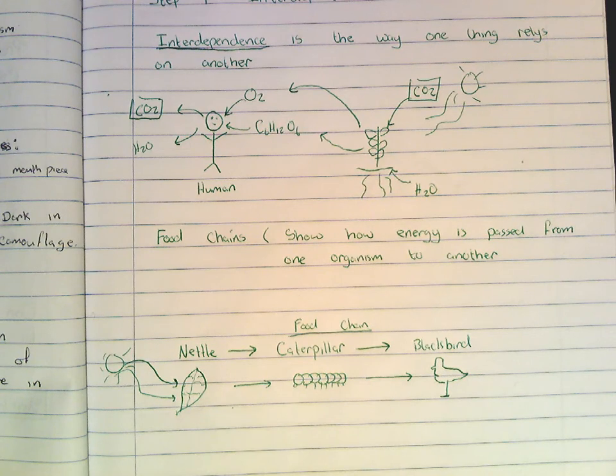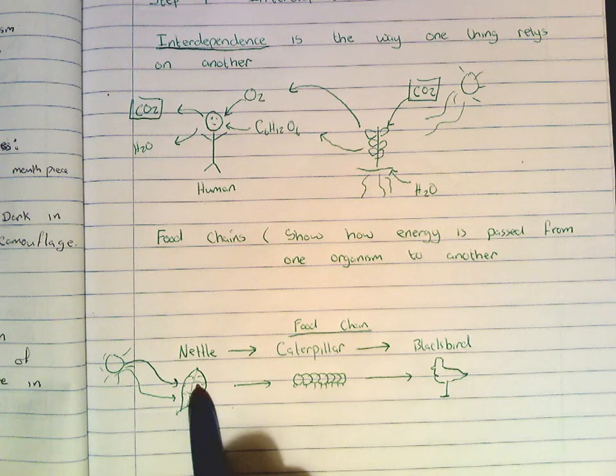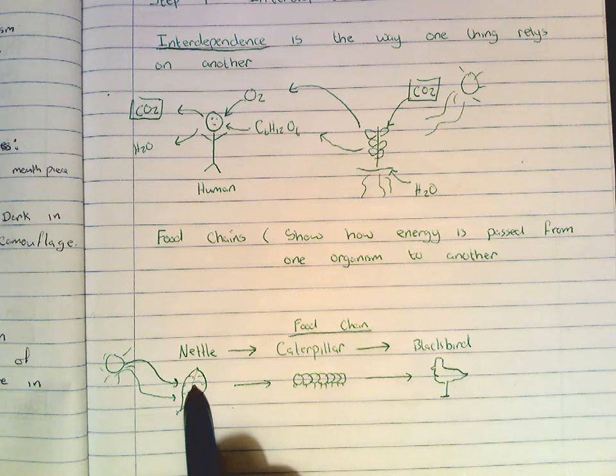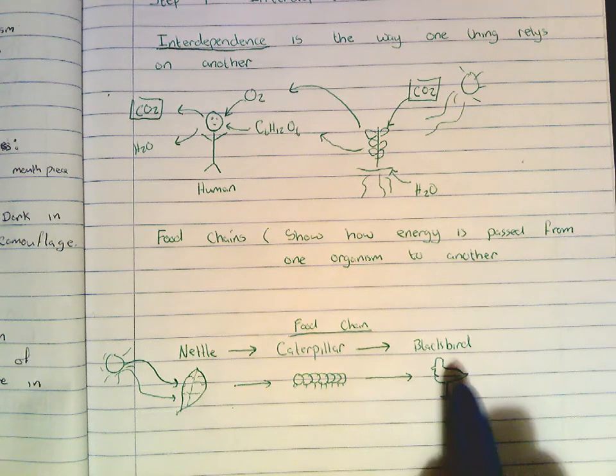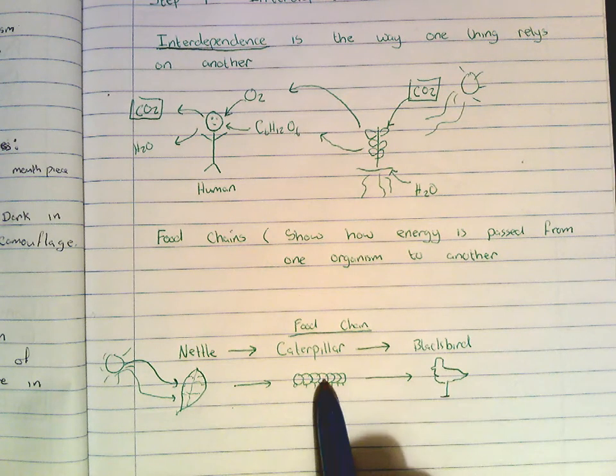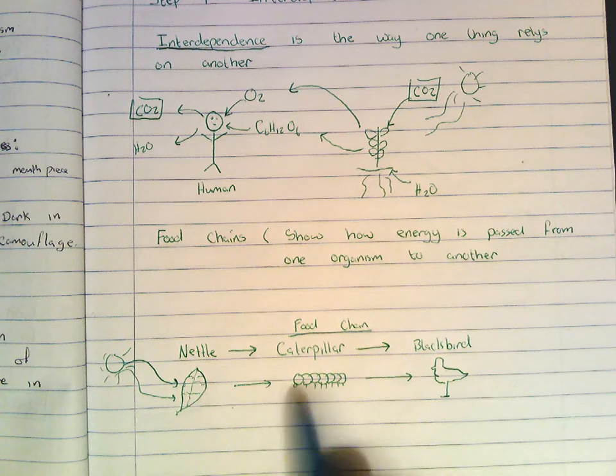Animals very much depend on plants for their food. For example, these animals here depend on plants for their food, and they do this either directly by feeding on the plants. For example, the caterpillar feeds directly on the nettle, or by feeding on other animals that feed on plants. For example, the blackbird doesn't eat the nettles directly, but it eats the caterpillars, which rely on nettles as well. So there's this relationship between these guys.